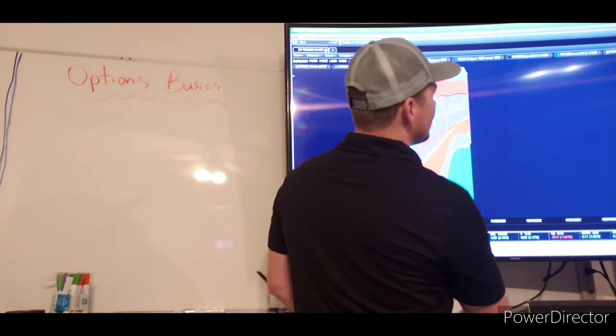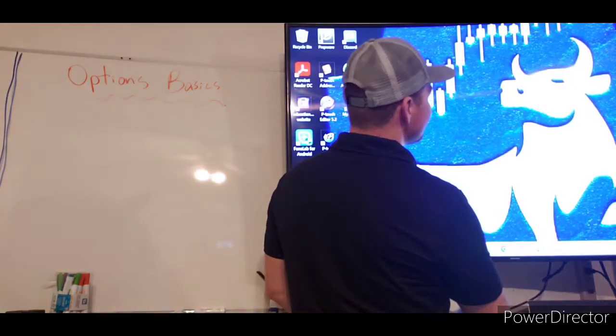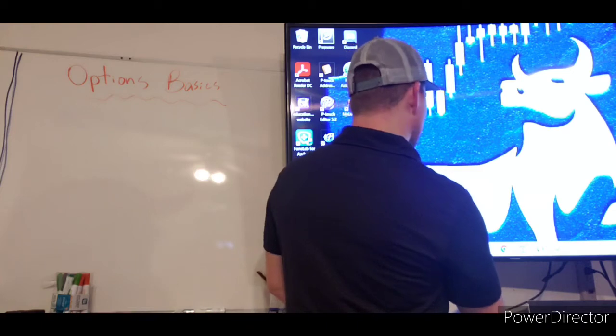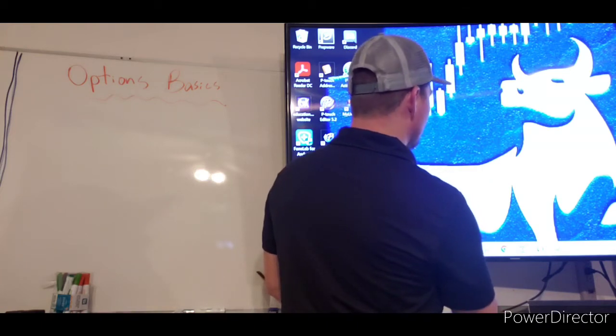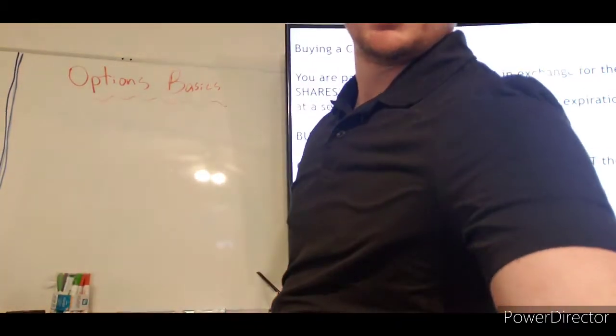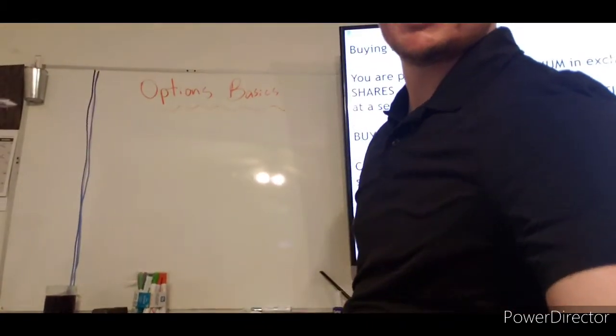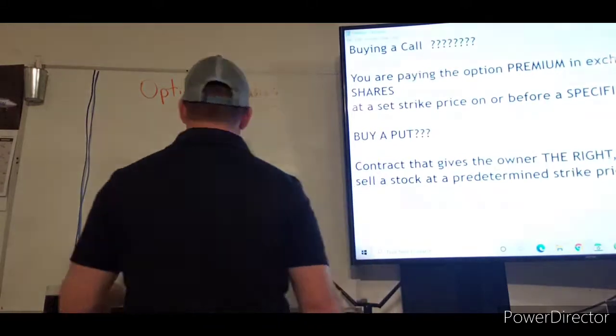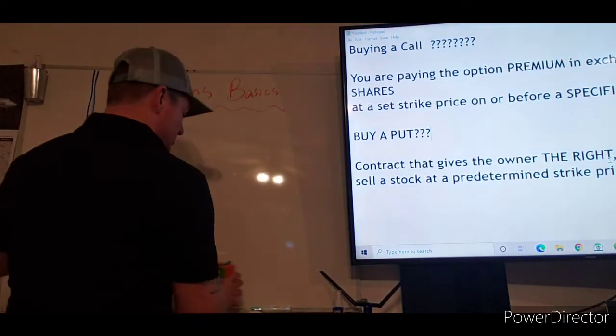So with that being said, we're going to go ahead and close this, and we're going to talk about the very simple basics of how we run contracts. Now, you'll turn your attention over here to the board. Go ahead and switch it right there, just a little bit. Hopefully it doesn't fade too much. Again, these are options basics.